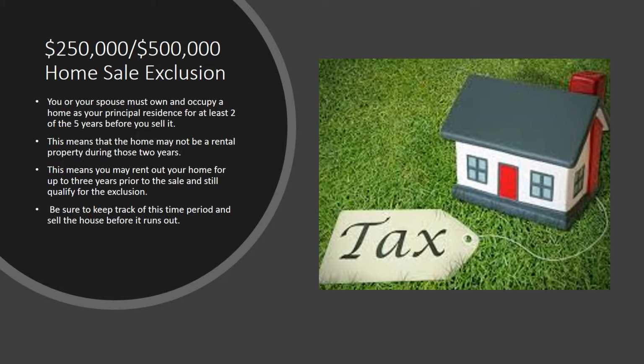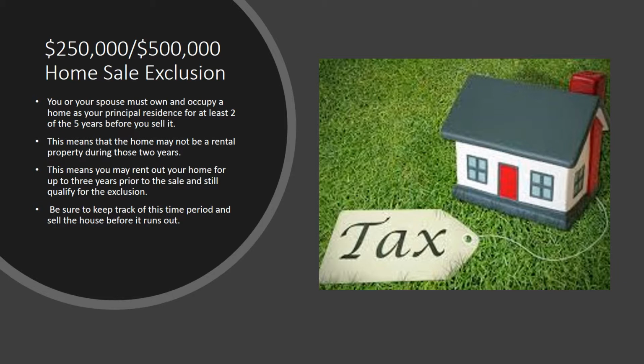To qualify for the $250,000 or $500,000 home sale exclusion, you or your spouse must own and occupy a home as your principal residence for at least 2 of the 5 years before you sell it. This means that the home may not be a rental property during those 2 years. However, you don't have to be living in the house at the time you sell it.